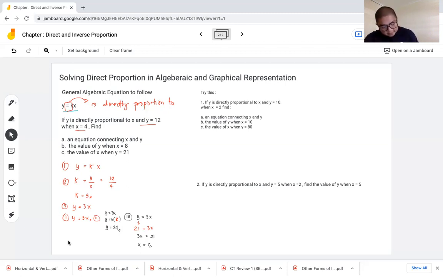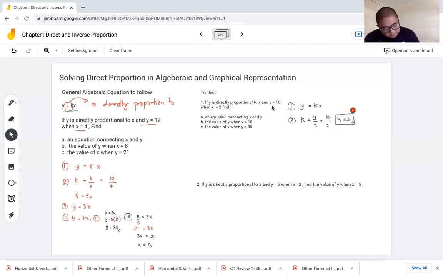Okay, let's go to the first step. Step number 1 is to make an equation, the basic equation. Y is directly proportional to x. So y is equivalent to kx. Number 2 is to solve for the value of k. So we know that k is equivalent to y over x. And we know that in the given, the y is equivalent to 10 and the x is equivalent to 2. So if you understand that, this will give us the value of k as equivalent to 5.